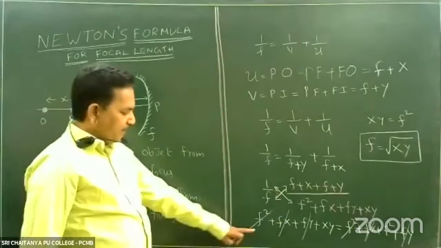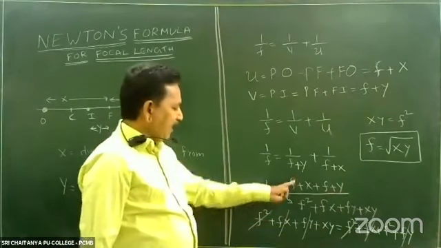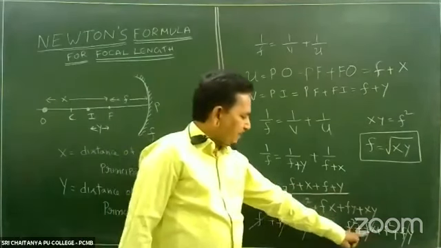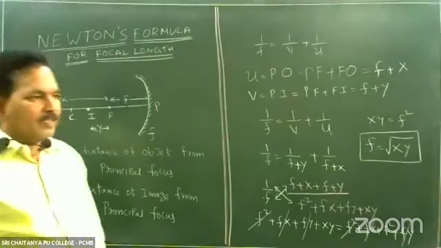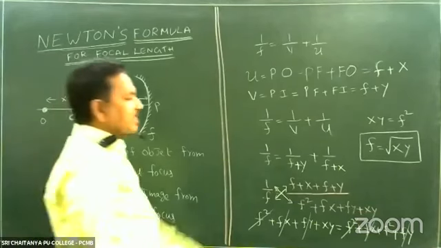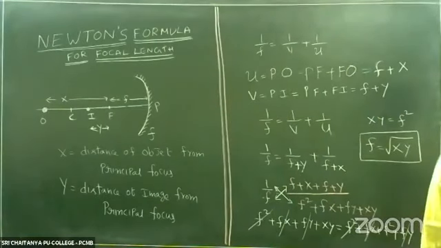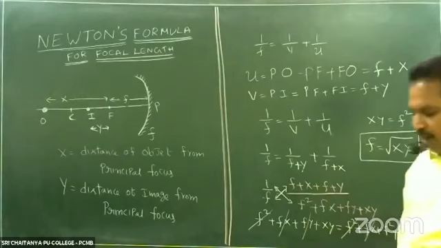Then I will get f square plus fx plus fy plus xy. If I multiply these two, f square plus fx plus f square plus fy. Cancel the similar terms. f square cancels, fx cancels, fy cancels. The remaining is xy is equal to f square. f is equal to root xy. This is Newton's formula for calculating the focal length of a concave mirror.